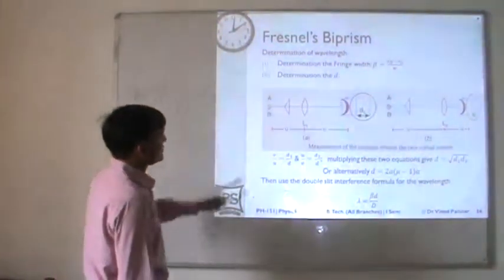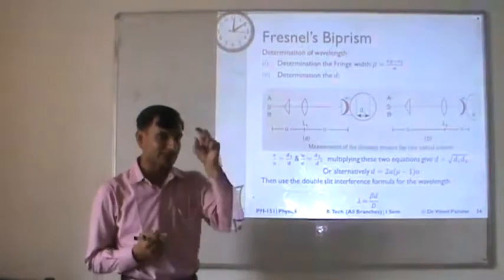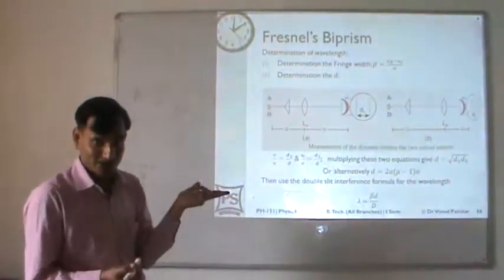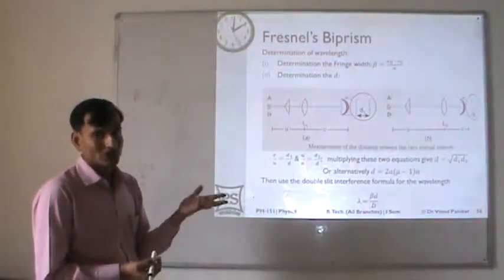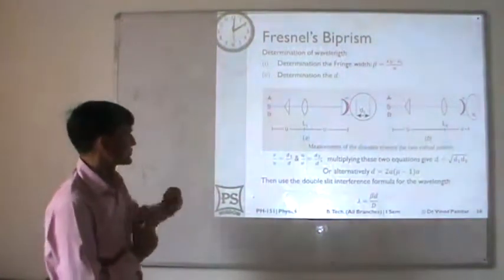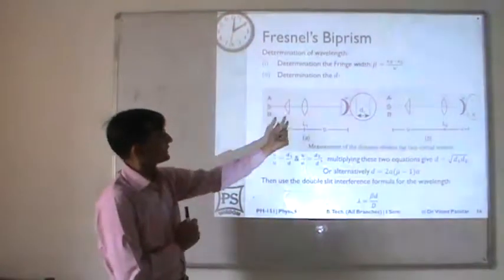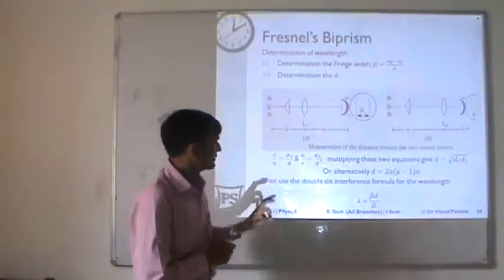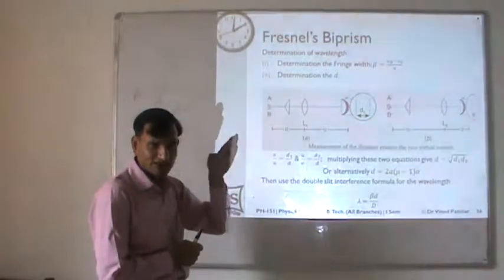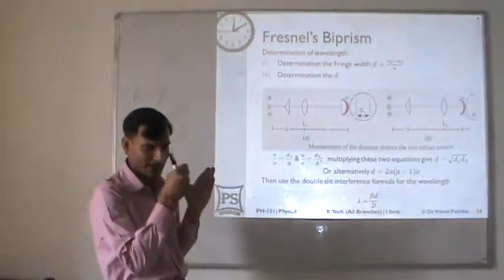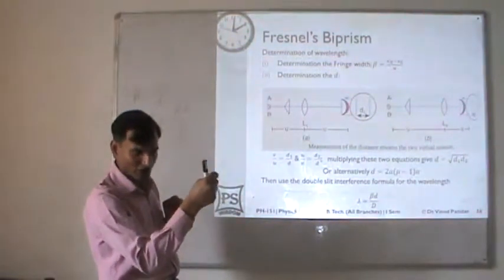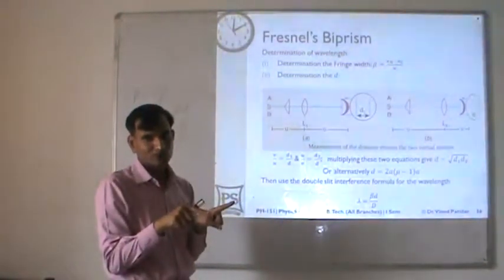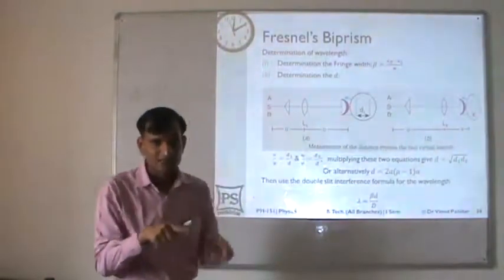Now to determine the value of small d, what do we do? Small d is basically the distance between the two sources, and they are virtual in the case of the Fresnel biprism. So we need to use a certain technique to find the distance between S1 and S2. For that purpose, we insert a convex lens in between the biprism and the screen. We keep this convex lens near the biprism, move it, and look through the eyepiece. At a particular location, when the focus is complete, you will see two clear lines, two slits like this, two vertical lines in your eyepiece.